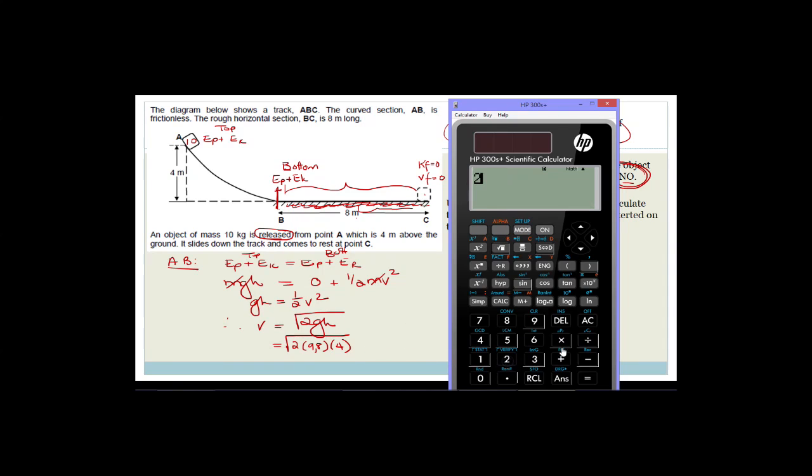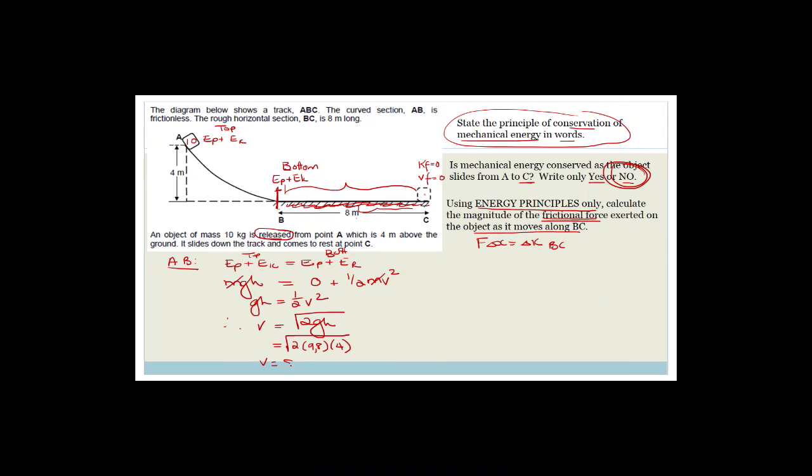So we've got 2 times 9.8 times the height of 4, and then we square root the answer, and we get something stupid, so it becomes 8.85. So the velocity is 8.85 meters per second, but that's over here. That's there. That's 8.85 meters per second. Now we need to use the work energy theorem.